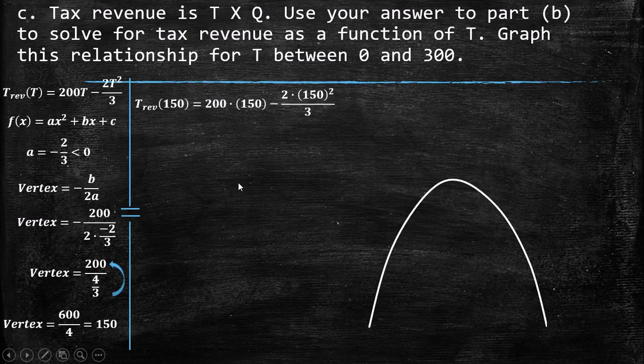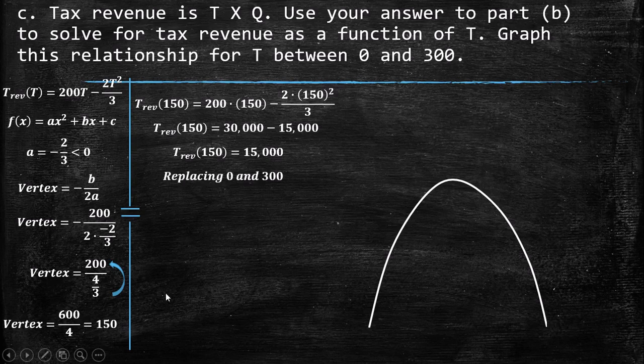So now we already have 150. Remember, this is the tax that is going to be charged. Now we have to figure out which is the revenue. The revenue is just going to be plugging this 150 into the function of the revenue of the government. So I'm going to plug it in here. I have 150 times 200, this number, minus 150 squared times 2 divided by 3, which is going to be this one. So this is the revenue for a tax of 150.